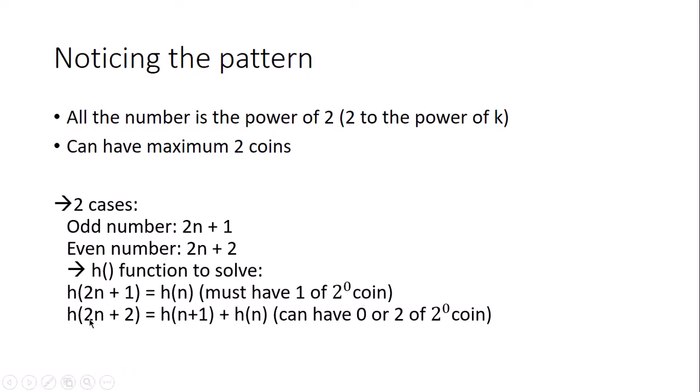Continuing with the even number, 2n plus 2. The reason there are two cases is that there are two cases of the 2 to the power 0 cone. One is when you don't have any such cone, which is 2n plus 2, so you just divide by 2 and get n plus 1. But there will also be a case where it actually has 2 of the 2 to the power 0 cone. So we have to remove the 2 cones and only have 2n left, and divide by 2 we only have n. So the total weight of 2n plus 2 will be the result of n plus 1 plus the result of n. So that's the pattern.